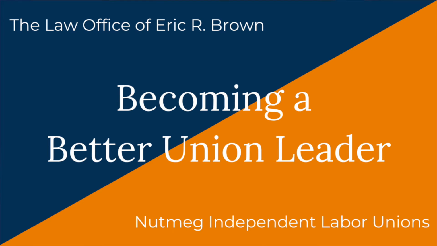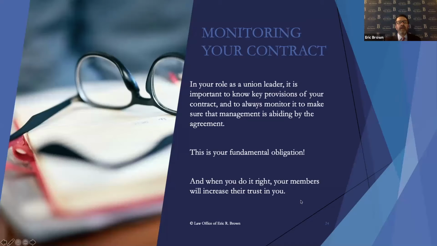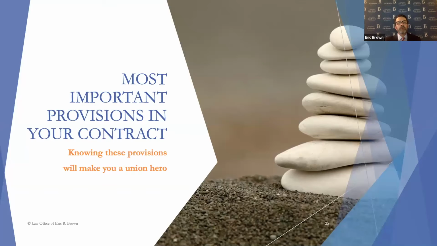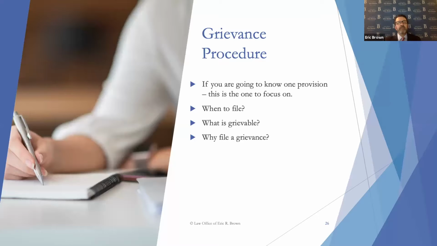Tonight, we're going to be talking about becoming a better union leader. Monitoring your contract, the two or three most important provisions of the contract that you should know. The grievance procedure. Every contract has a separate section on grievances. As a union leader, that's the most important provision for you to know about. You need to know what's grievable, when to file it by, and why you're filing it.